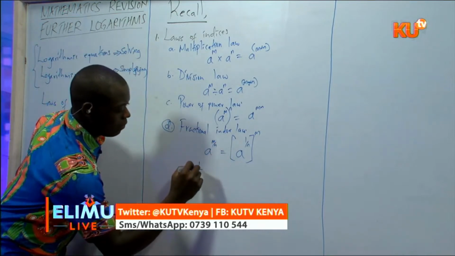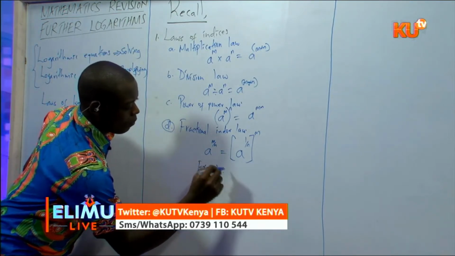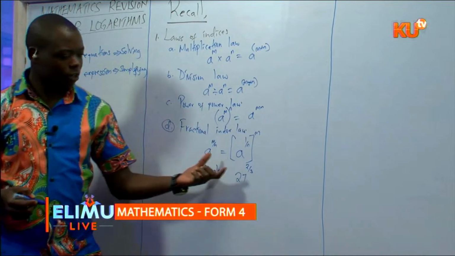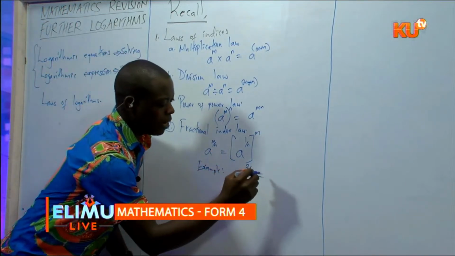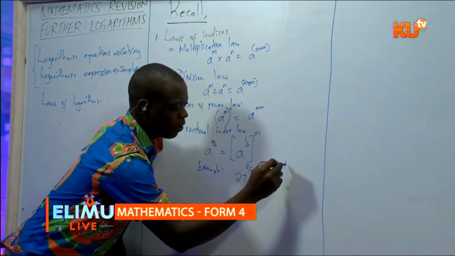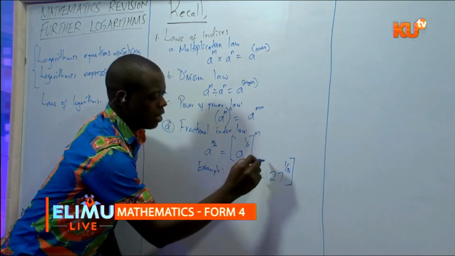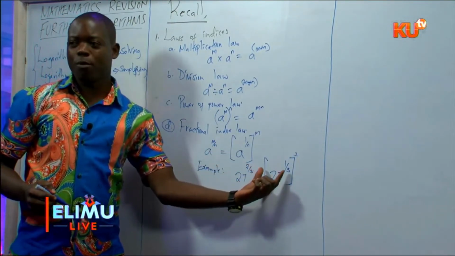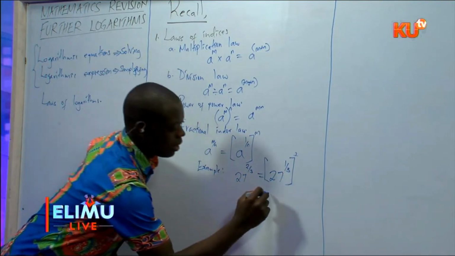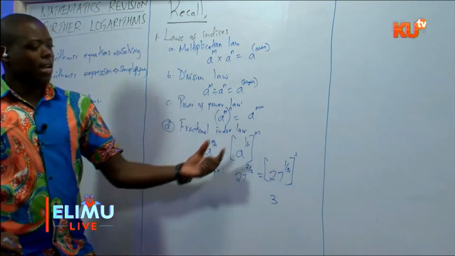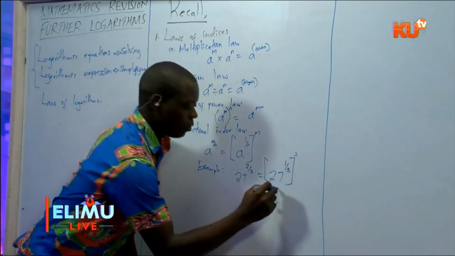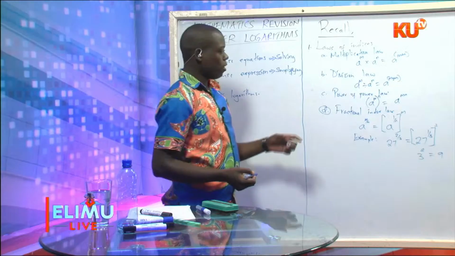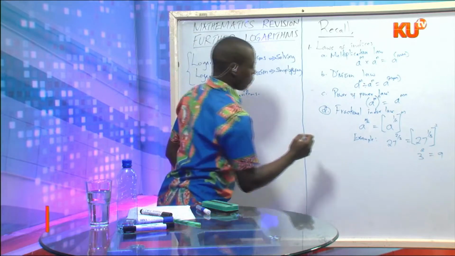Practically, this could be a case for this example. If we have 27 raised to power 2 over 3. What I mean by fractional law, you simply split the numerator and denominator, so you have 27, now raised to 1 over 3, then we raise to power 2. And so in this case, when we talk of the nth root now, it's the cube root of 27, which is 3. Then the mth is now squared. So we square this one, and so the solution becomes 9. This is called the fractional index law, which is an extension of the three laws.